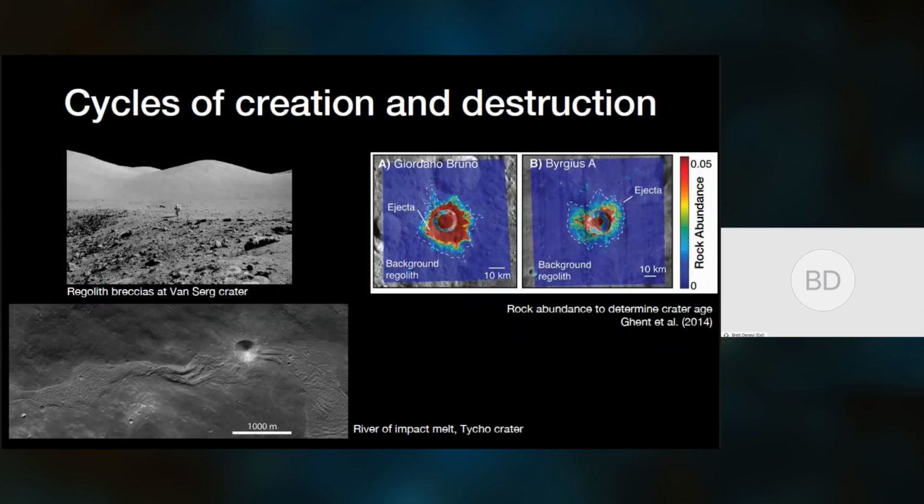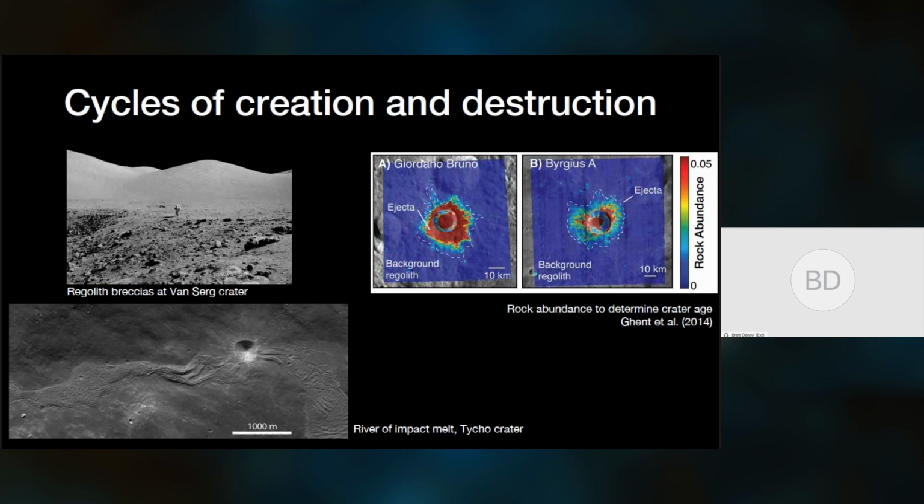Next slide, please. But the regolith doesn't progress neatly from big pieces being broken down into smaller ones. Impact events also create new rocks with their extreme pressures and temperatures, including regolith breccias, such as the extremely friable rocks that were found at Van Serg crater at the Apollo 17 site, pieces of regolith lithified back together into a breccia.